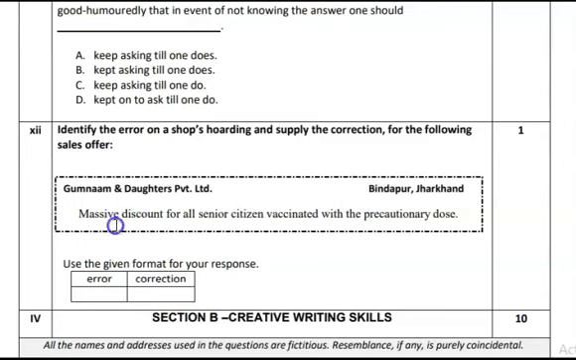Now look at this error finding question. Massive discount for all senior citizens vaccinated with the precautionary dose. The answer will be here: citizen. What is wrong? Now can you try why it is wrong? Because of these 2 words, all senior, this determiner all will be followed by a plural noun, and here the word citizen is singular, so it should be citizens.